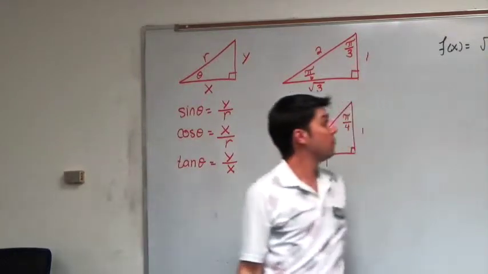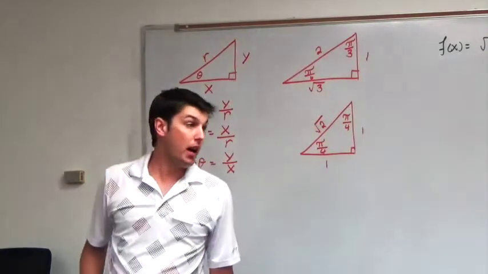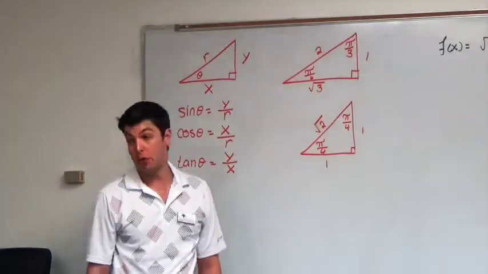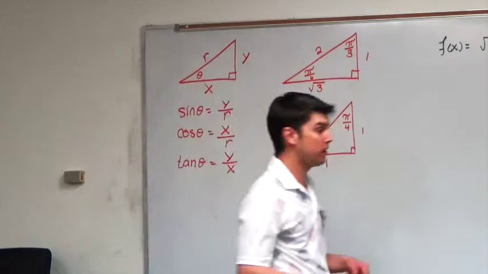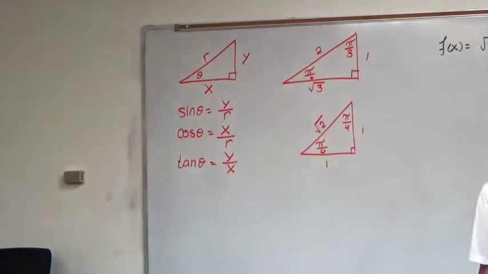All right, so trig function. Where is this defined? Where is it positive? Where is it negative? Where is it zero? And we're going to restrict our search for solutions between 0 and 2 pi.